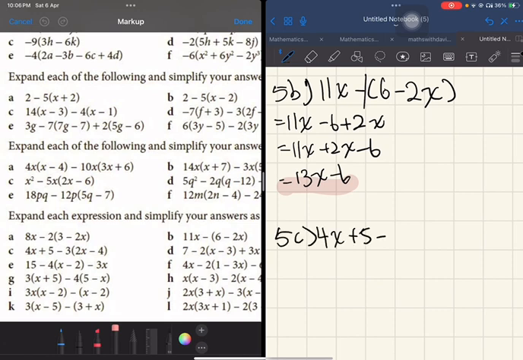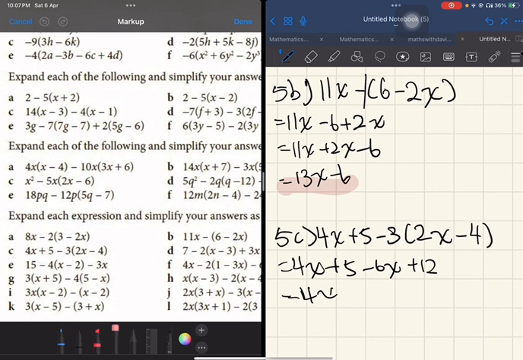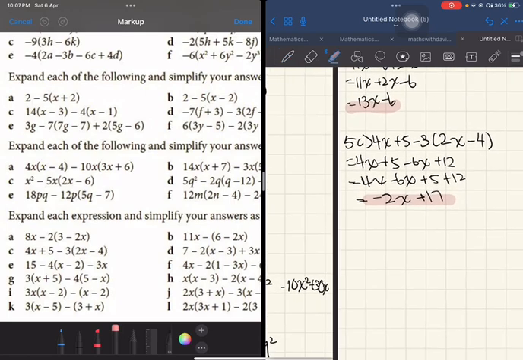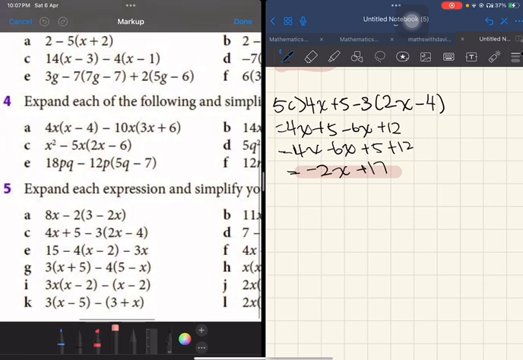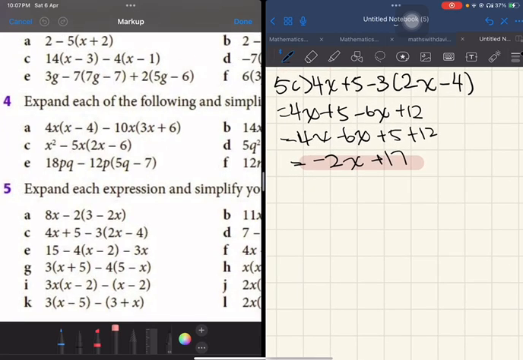4x plus 5 subtracted by 3 times the bracket 2x subtracted by 4. So 4x plus 5, negative 3 times 2x, you're going to get negative 6x, and then plus 12. Simplify it, and this is the answer. Make sure to always combine the like terms if there are like terms. You're basically just simplifying the expression, like what the question wants us to do.